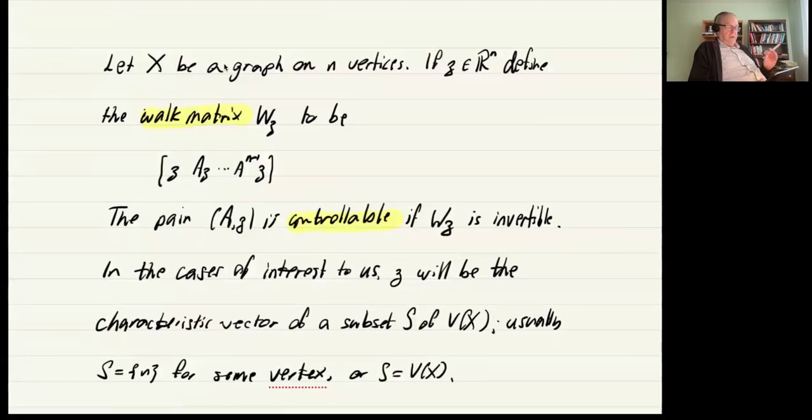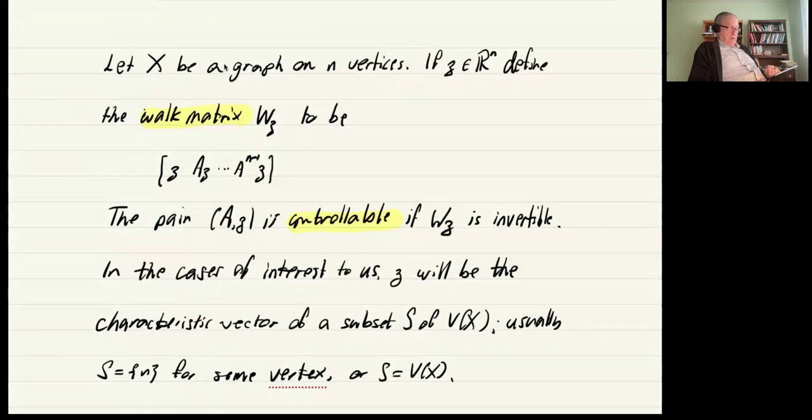Now, this is just a definition. This is the definition I choose to use, so there's nothing to argue about. And I've said on many occasions, definitions aren't explanations. It doesn't have to make sense. It just has to be easy to use. And this is fairly easy to use. I mean, you could form that matrix and get its determinant, and so that's an easy test. Now, in the cases that concern us, z will be the characteristic vector of a subset of the vertices. So it's a 0-1 vector. And it'll usually be either the characteristic vector of one vertex or the entire vertex set. I guess you could take cases with bipartite graphs where S was one of the color classes. That could be interesting, I just never thought about it. Okay, so these are the two cases we care about.